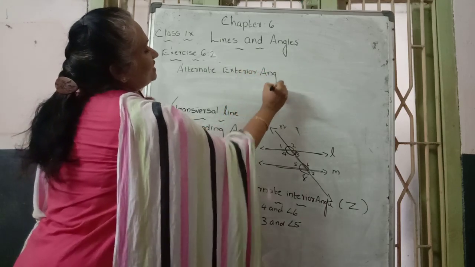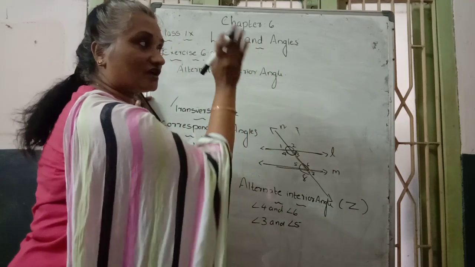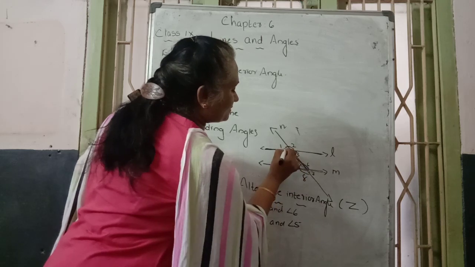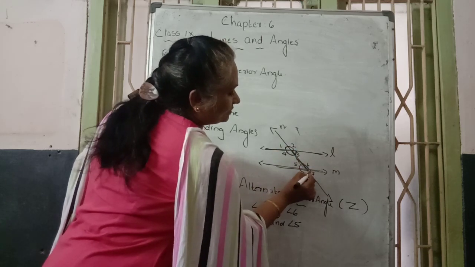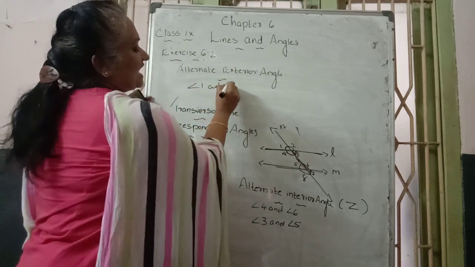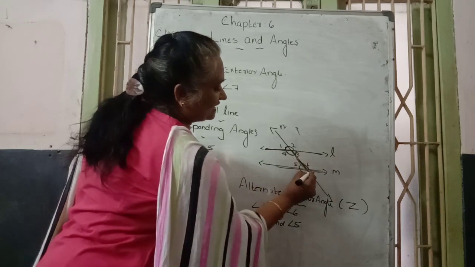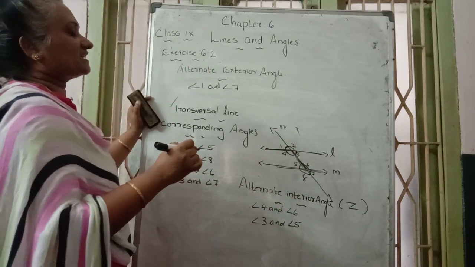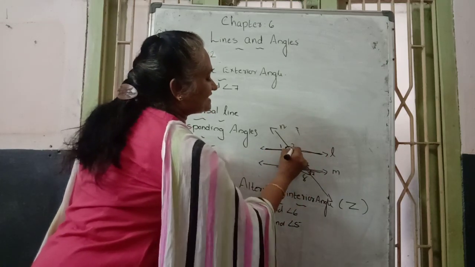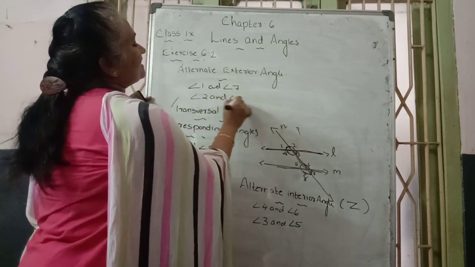And what about alternate exterior? There is also the outside angle, a Z shape with the corner outside. Here, in the left side case, this is our Z shape. Outside angle means angle 1 and angle 7 are alternate exterior angles. In the right side case, the outside angles, angle 2 and angle 8, are alternate exterior angles.